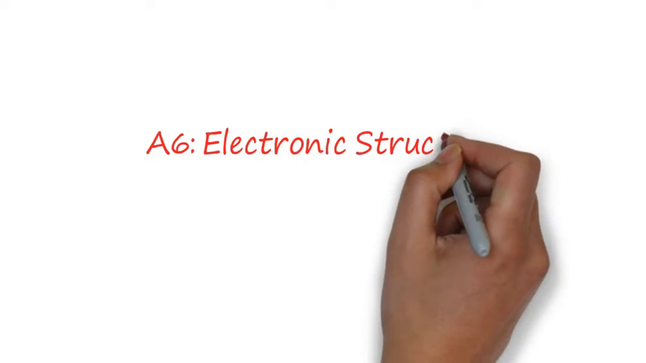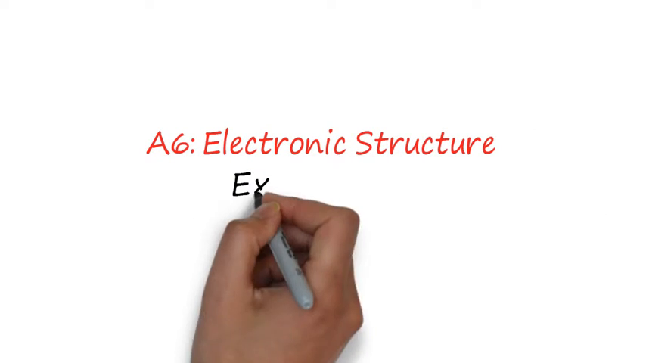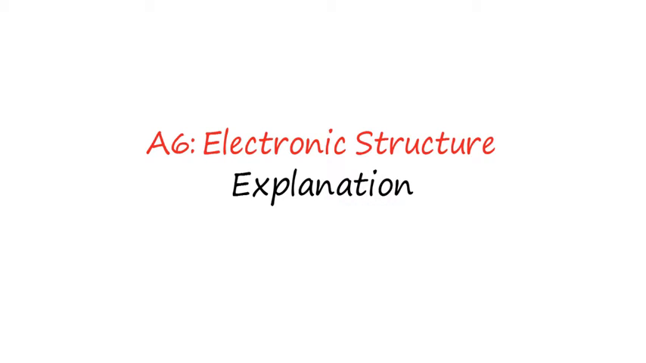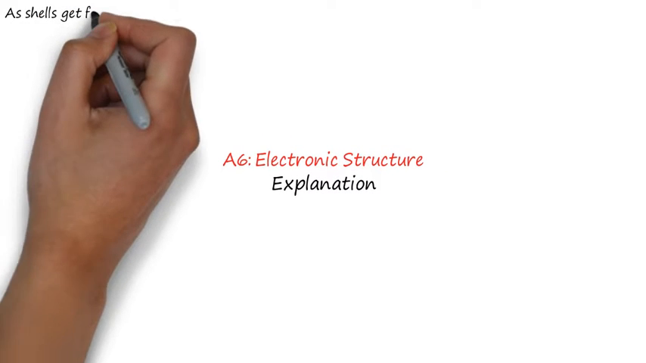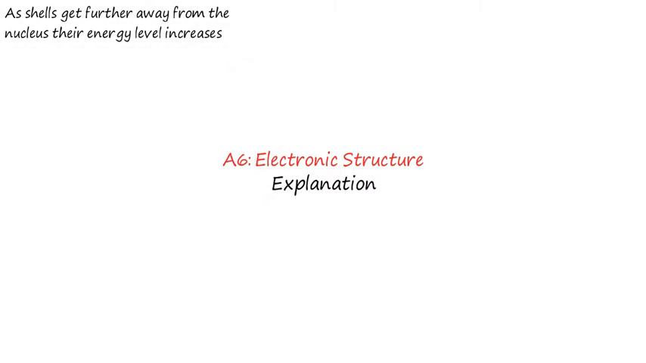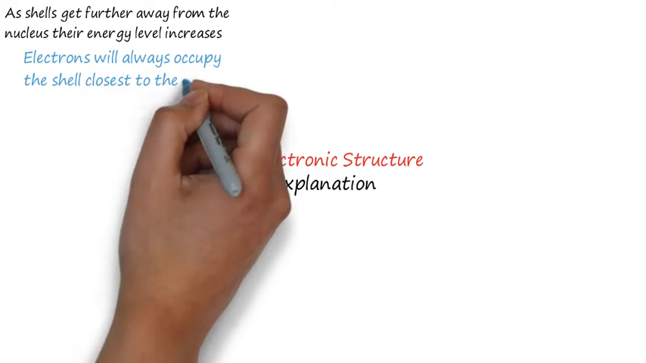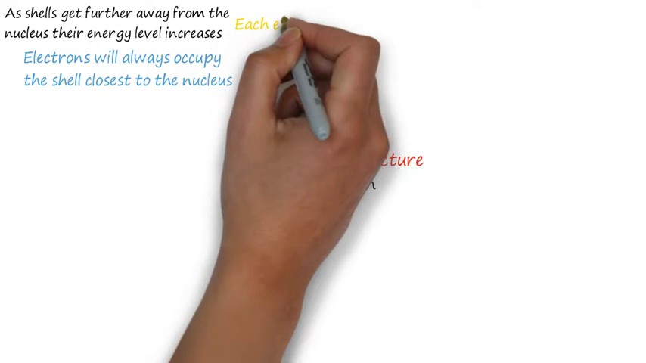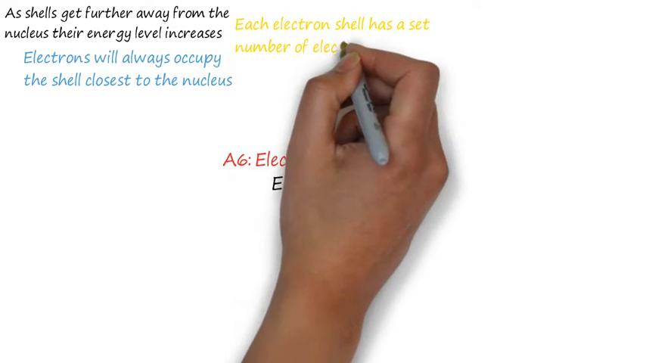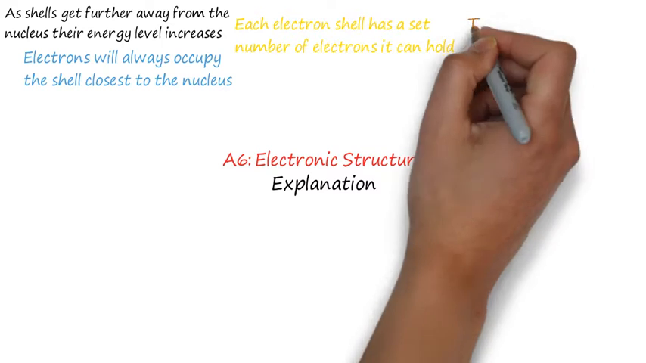From previous videos, we should know that each electron shell has a set energy level. The electron shell closest to the nucleus always has the lowest energy level, and as the shells get further away from the nucleus, the energy level increases. Electrons will always occupy the shell closest to the nucleus because it has the lowest energy level.